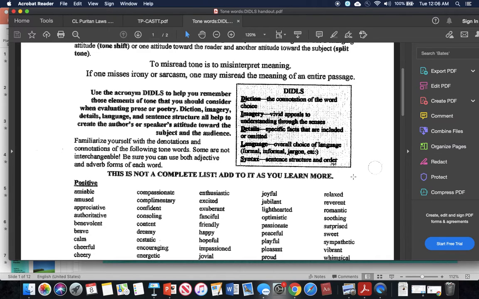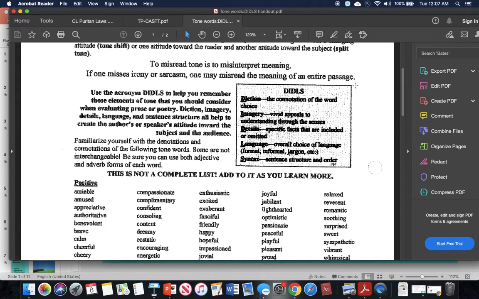And it just, again, is helping you to think about certain things that jump out at you that help you understand the tone, because sometimes you really do need to understand the tone. So the example here, or statement here, to misread tone is to misinterpret meaning. If one misses irony or sarcasm, one may misread the meaning of an entire passage.